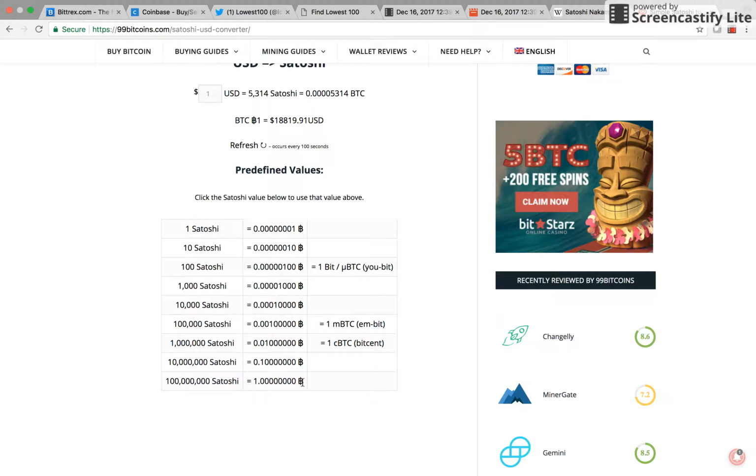1 Bitcoin is a different type of money, a digital currency. So when you own a Bitcoin, it means you have 100 million Satoshi. When you have 0.1 Bitcoin, you will have 10 million Satoshi. So if you have just 1 Satoshi, it means 0, then 7 zeros, and then 1 Bitcoin.